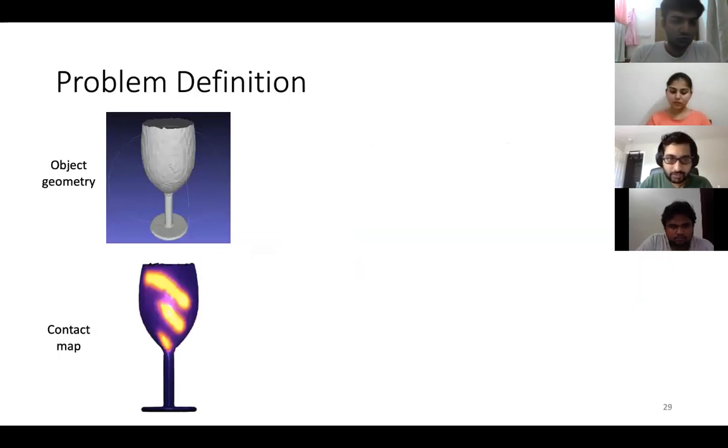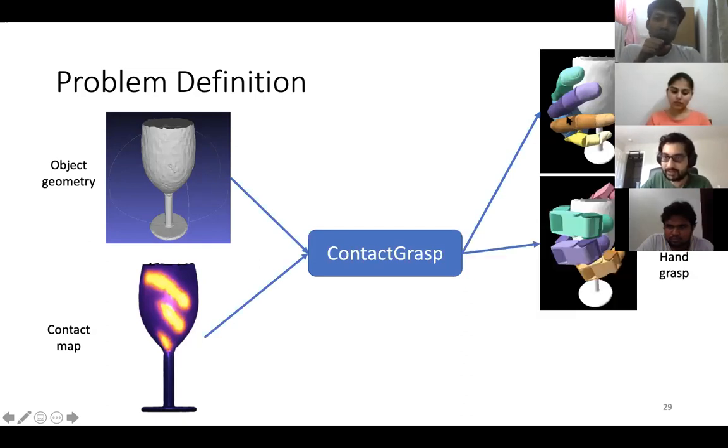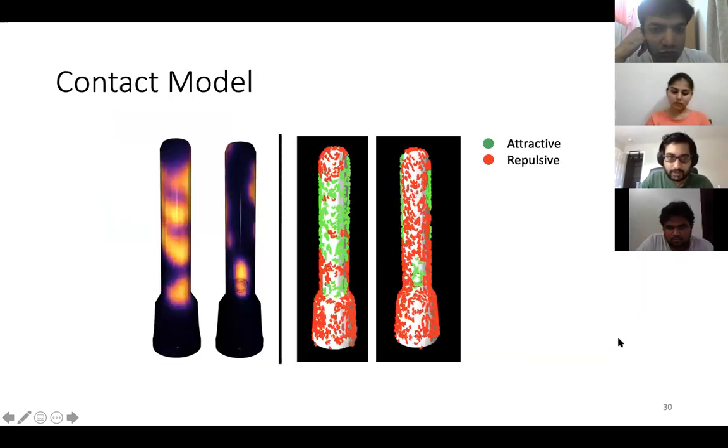So just quickly, the problem definition is that someone gives us an object 3D model, which we call object geometry, and then a contact demonstration from the human being. And then we want to develop this algorithm which can generate these kinds of configurations of various hands. So they can be, for example, this model of the human hand or a model of this robotic hand, many different robotic hands. And we want to generate grasps which try to recreate the contact that we observed.